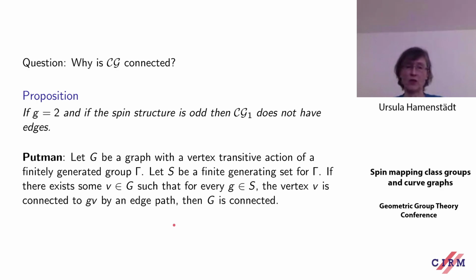Now here's a trick, due to Putman, to show that such a graph is connected. Namely, we take a graph with a vertex transitive action of a finitely generated group Gamma. We take S a finite generating set for Gamma, and if there exists some vertex v in G such that for every g in S, the vertex v is connected to gv by an edge path, then the graph is connected.